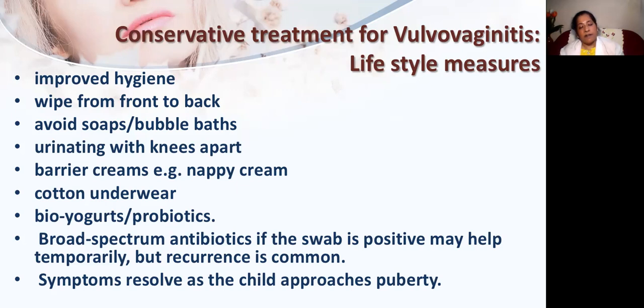Probiotics, which help in developing healthy bacteria in the vagina, or bio yogurts are advised. Broad spectrum antibiotics can be given if the swab is positive. They may help temporarily, but sometimes recurrence does occur and it is common. Symptoms usually resolve as the child approaches puberty because they are mainly due to low estrogen levels, hypoestrogenism.